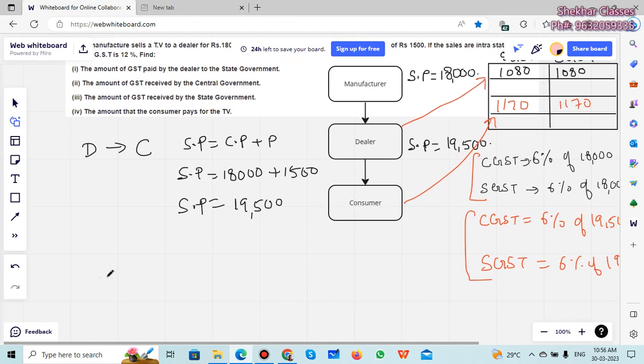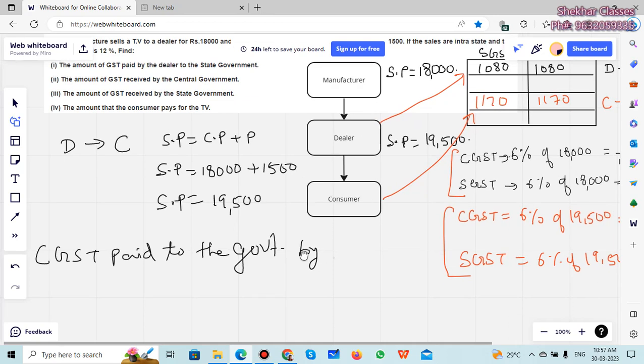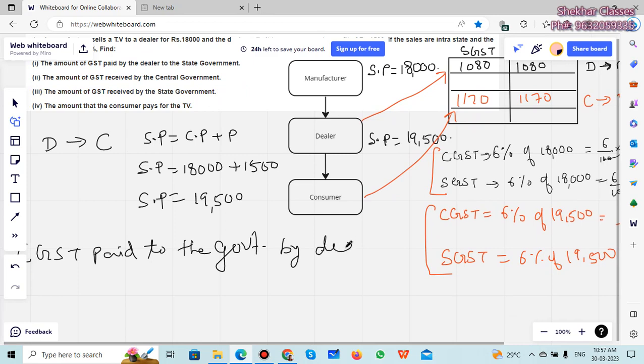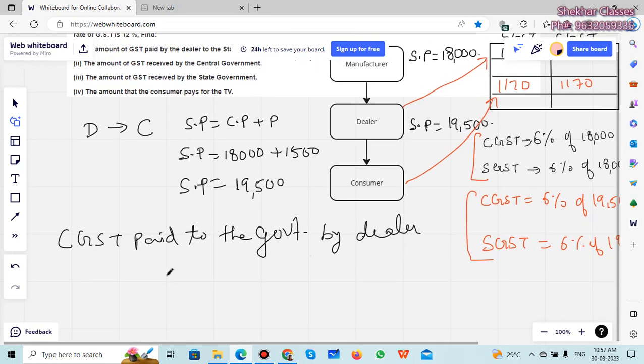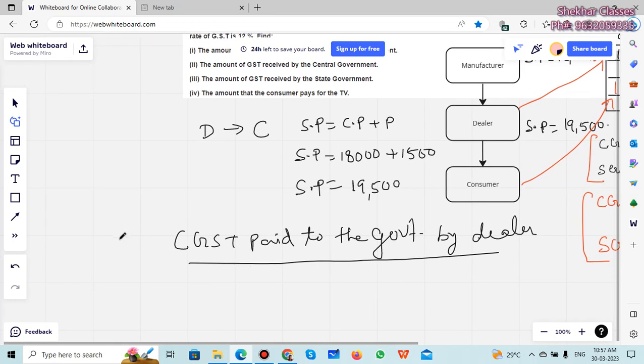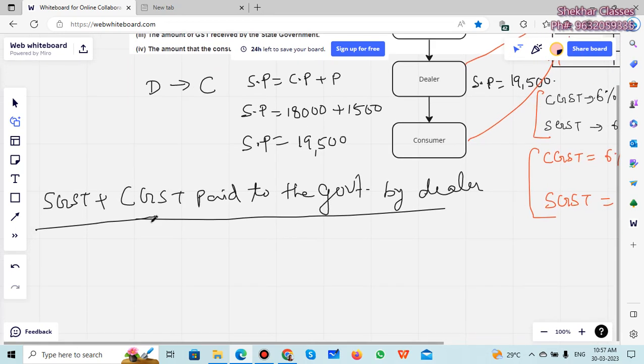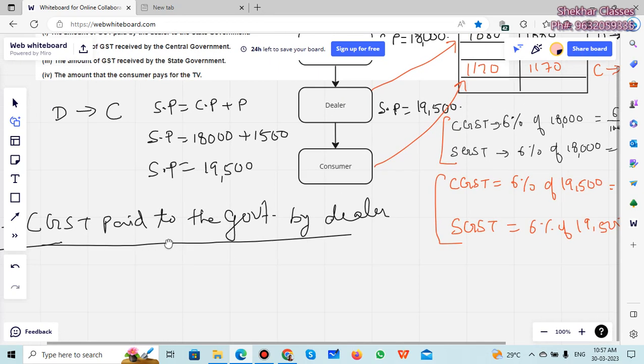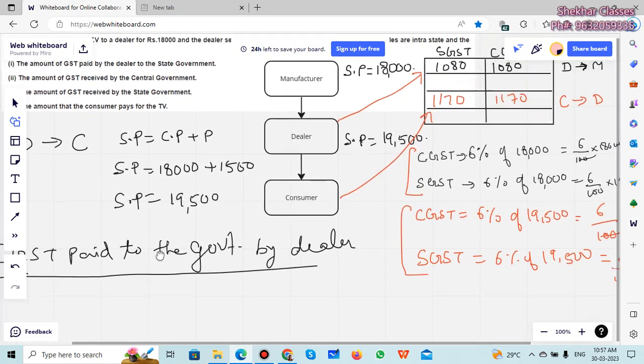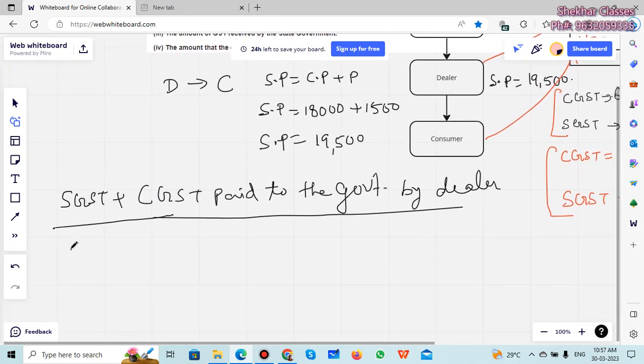So how much has he paid? We can say CGST paid to the government by the dealer will be how much? And even SGST, I'll write it here. Separately we'll calculate both. So for CGST, how much has he paid? He has paid 1080. How much has he received? 1170.